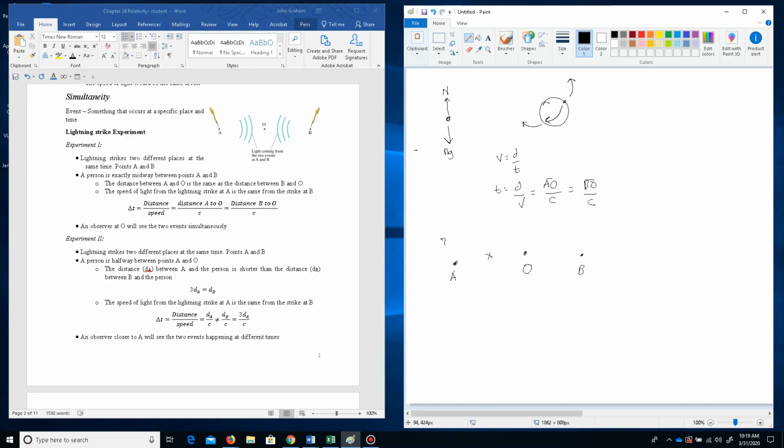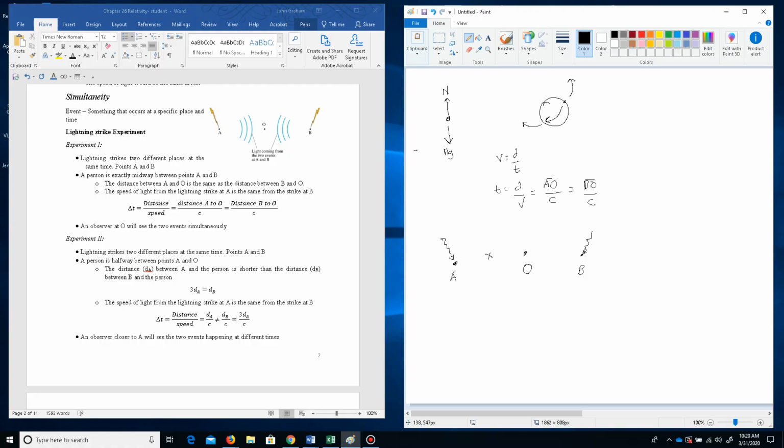And the lightning strikes. It really doesn't look like lightning, but well, that looks a little bit better. So lightning strikes at the same time at A and at B. So now we know the distance between A and the person and the distance between B and the person are not the same.